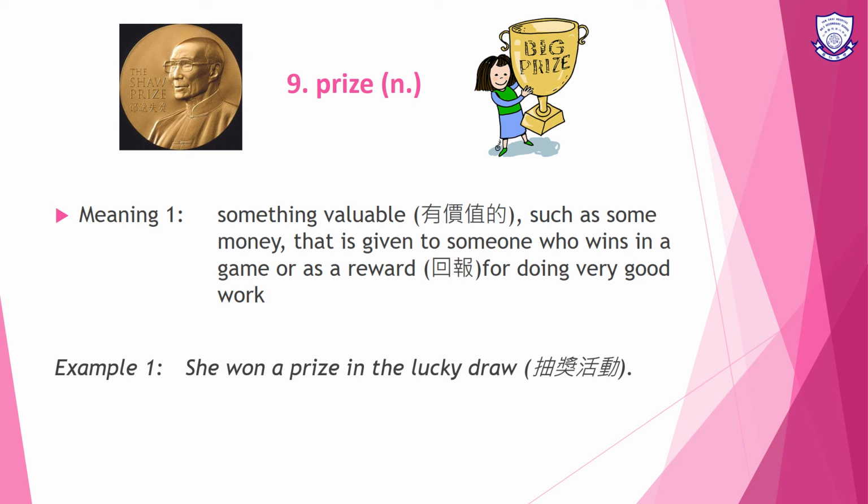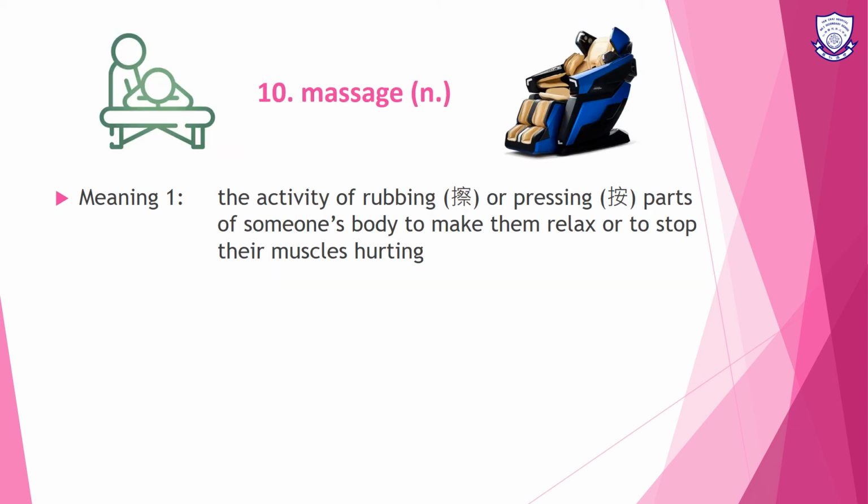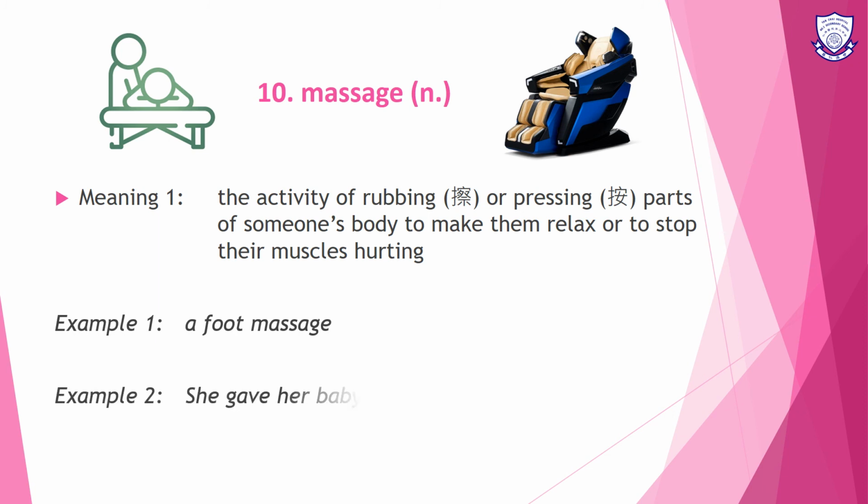And here we have the 10th vocabulary item. Number 10, massage. And it is a noun. The meaning is the activity of rubbing or pressing parts of someone's body to make them relax or to stop their muscles hurting. The first example is a foot massage, and the second is she gave her baby brother a massage. So here are all the 10 vocabulary items we would like you to have some revision on.